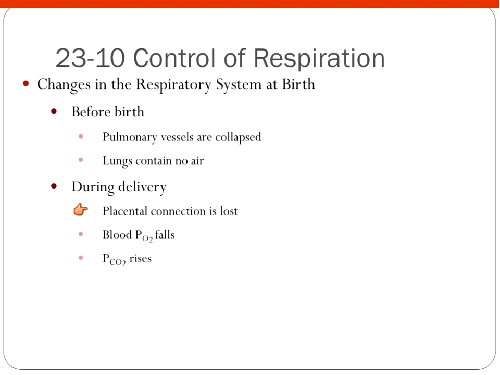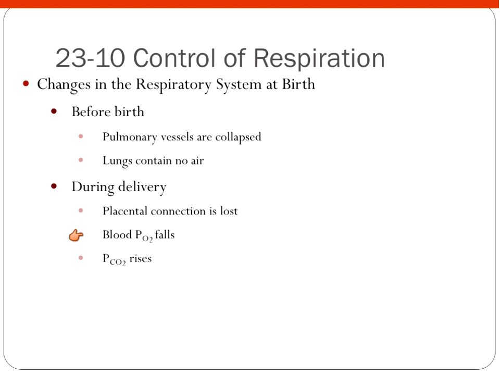I don't need to use this harsh cold air business. As long as that's connected, then baby won't be forced to breathe. Those centers in their brain are not going to trigger them. Those apneustic and pneumotaxic centers, those respiratory centers in the pons and medulla oblongata, are not going to be triggered to breathe. So we need to lose that connection to the placenta by clamping the umbilical cord.